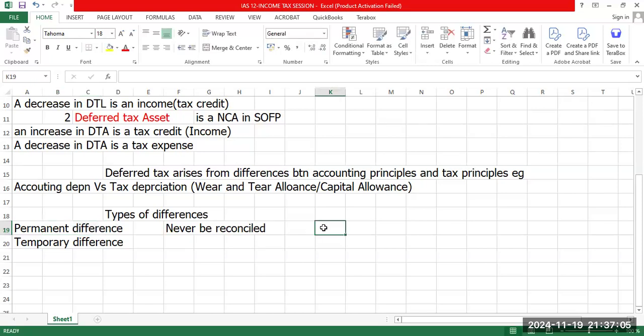Talk about issues of entertainment allowance. A temporary difference is a difference between tax and accounting principle that can be reconciled. Talk about how you can reconcile this by preparing wear and tear. But look at a business that is not in entertainment, and they have incurred that amount of money, and the taxman has disallowed that amount of money for tax purposes. There is no way that amount will be reconciled. Okay?